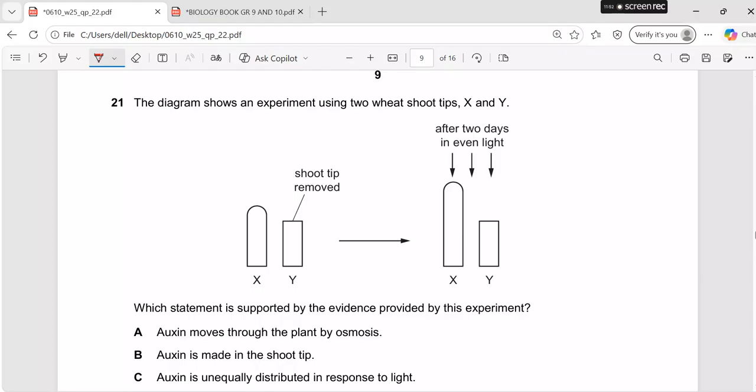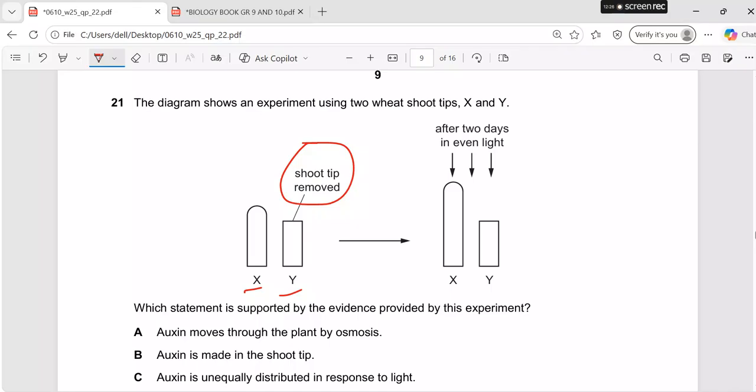The diagram shows an experiment using two wheat shoot tips, X and Y. Okay, so X and Y. There are two shoot tips. One is X, one is Y. If you see, X is normal, but Y seems that something is cut and it is labeled as shoot tip removed, for example. The tip is removed, for example.